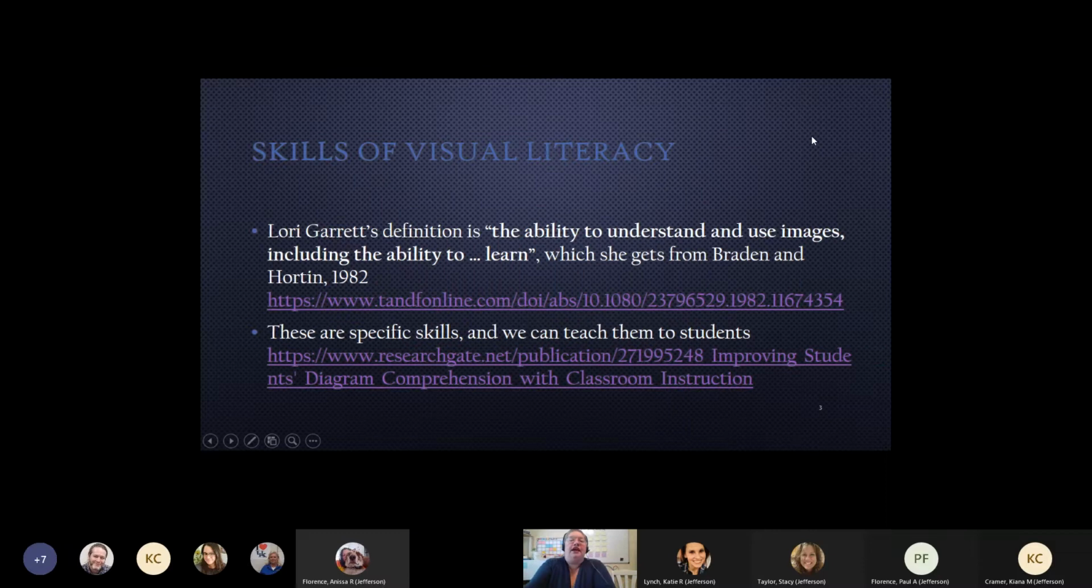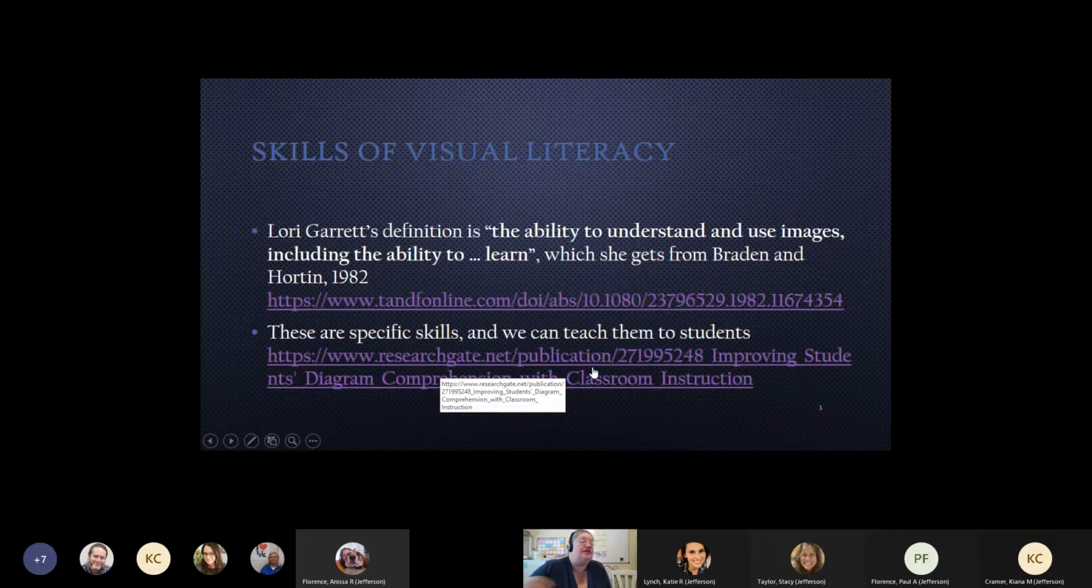So, Lori Garrett defines visual literacy as the ability to learn from images, basically. The ability to understand and use images, including the ability to learn, which she gets from this reference, which is about teaching visual literacy. And this is a full PDF that you have access to at this link. This is a study where they actually developed a workbook for students to help students understand some of these artwork conventions that we're going to talk about. Things like how textbooks use color or how textbooks use arrows, those kinds of artwork conventions that you want to teach students how to read.